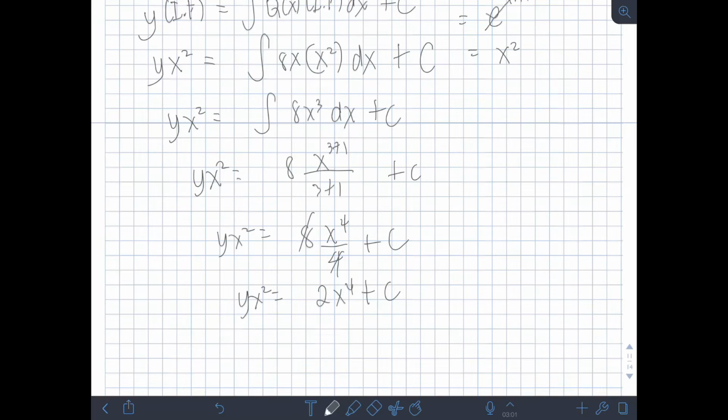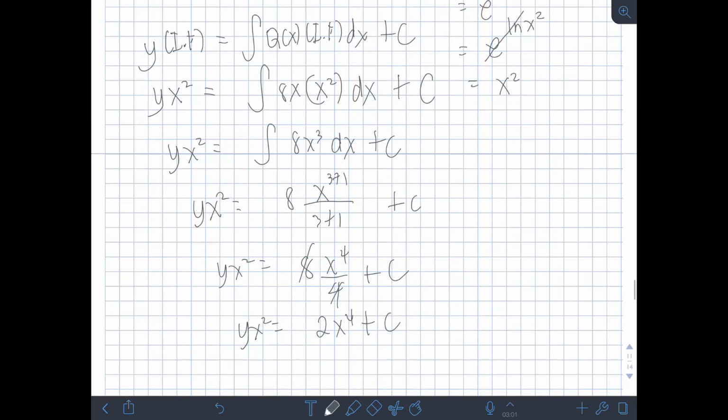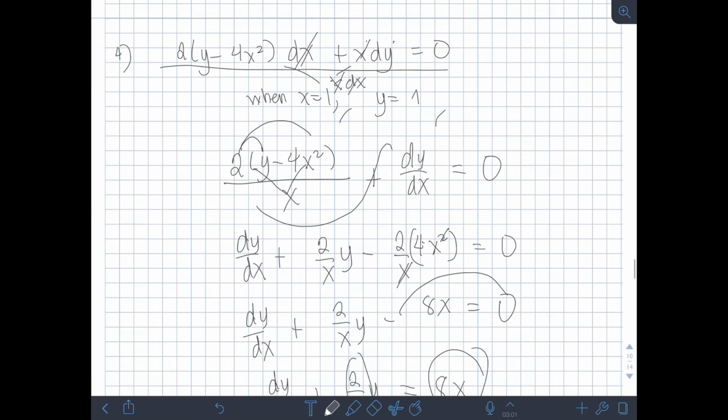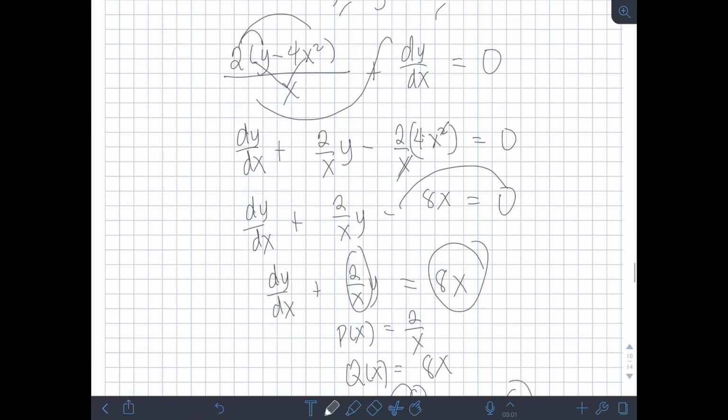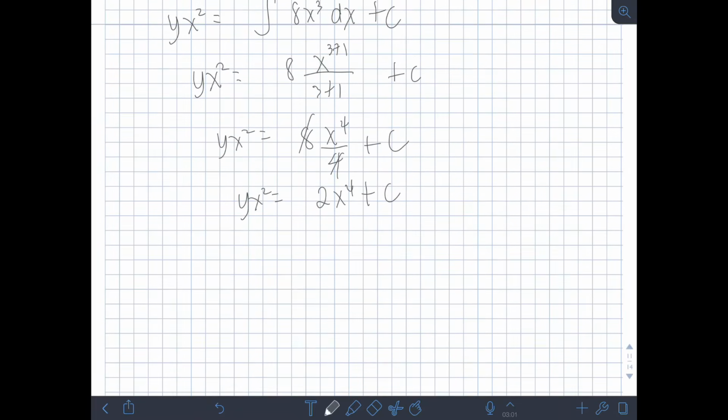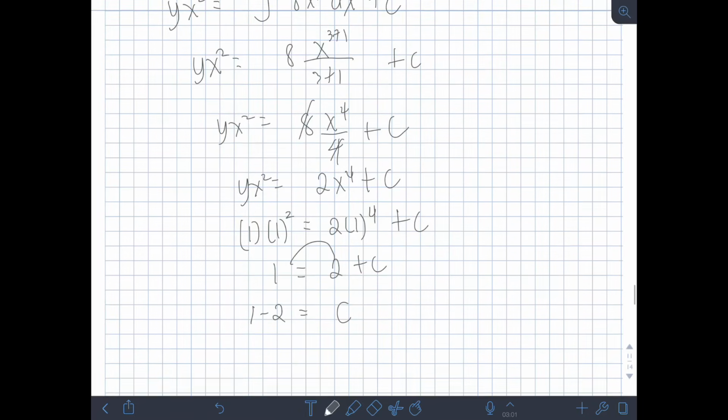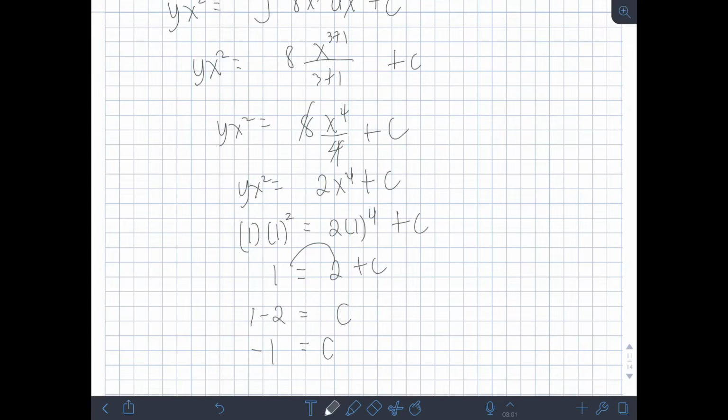Okay? Ngayon, pwede natin masolve dito si c by applying yung condition natin na when x is equal to 1, y is equal to 1. So, pag sinubstitute natin yung y na 1, tsaka yung 1 na x, we have 1 times 1 squared equals 2 times 1 to the 4th plus c. So, we have 1 is equal to 2 plus c. We have transpose dito si 2, 1 minus 2 is equal to c. c is equal to negative 1.